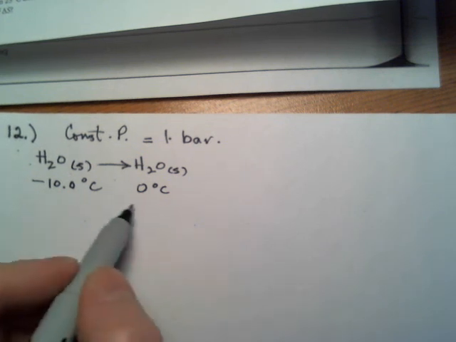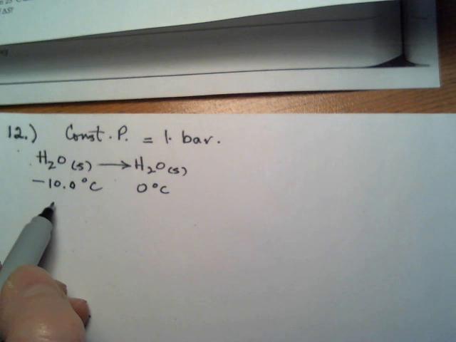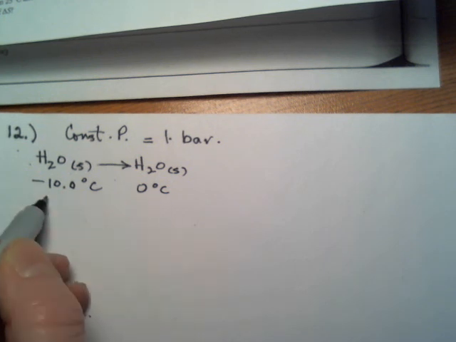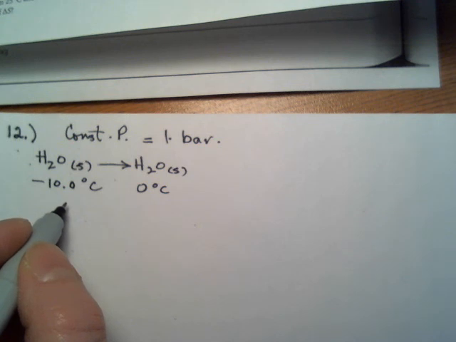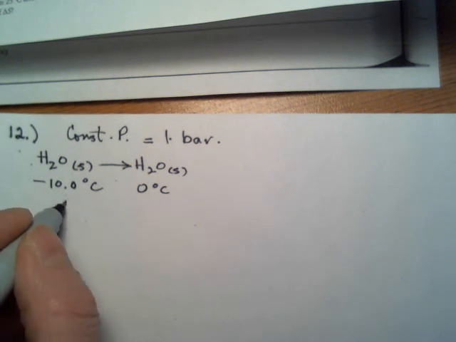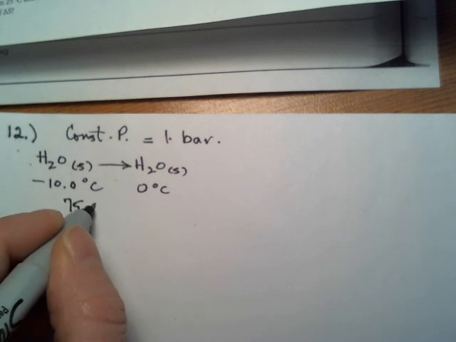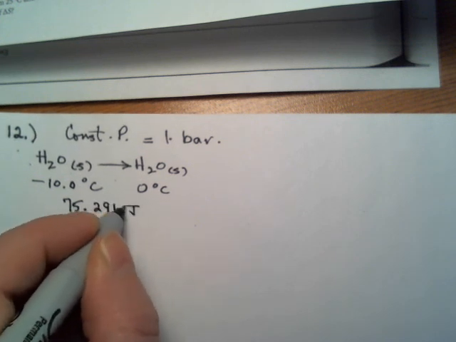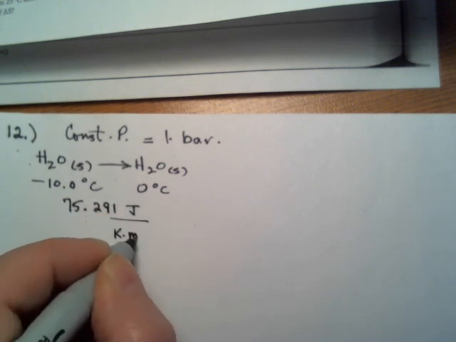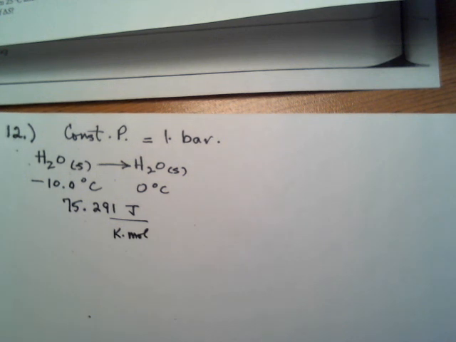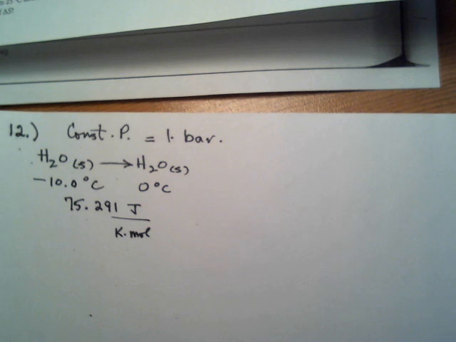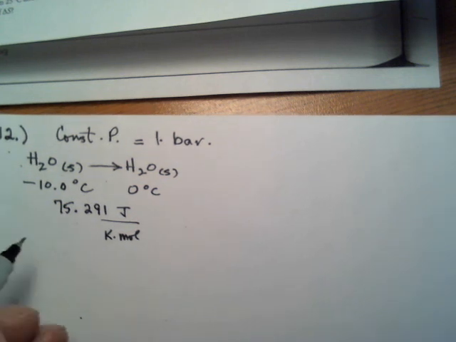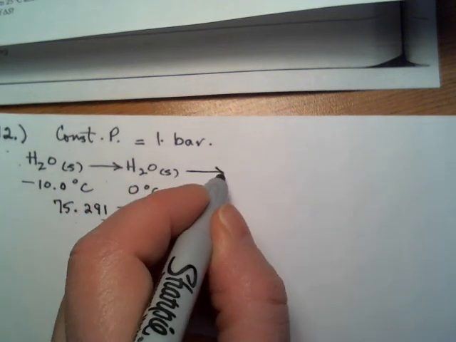And I have a constant heat capacity in this stage. And the constant heat capacity over this range, I'm just looking back at the question to find it, 75.291 joule per k mole. Okay, so that's the first step, if you like. And you can write them underneath each other. I'm going to go across the page.